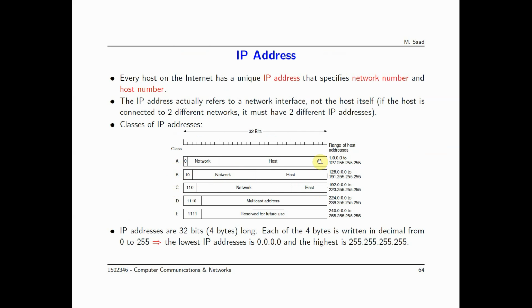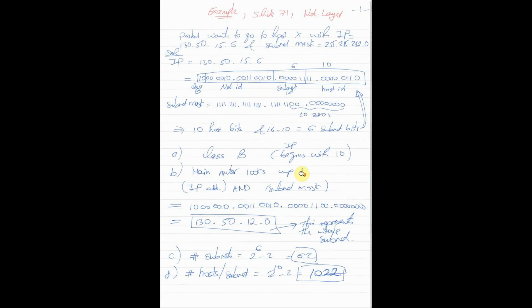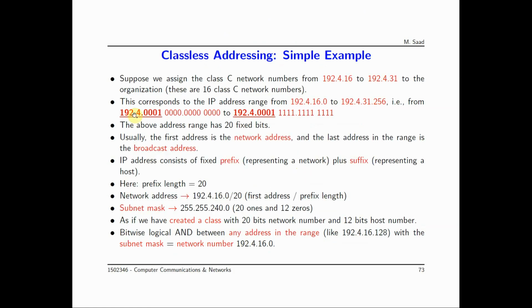In the range we dealt with in the example in the classless IP addressing topic, the host bits are 12. So it's more than Class C and less than Class B. If I'm using this range of IP addresses, it's as if I have created a new class, something like B dash, so it's not a B and not a C. That new class is using 20 bits as the network ID and 12 bits as the host ID, and this can be done arbitrarily.